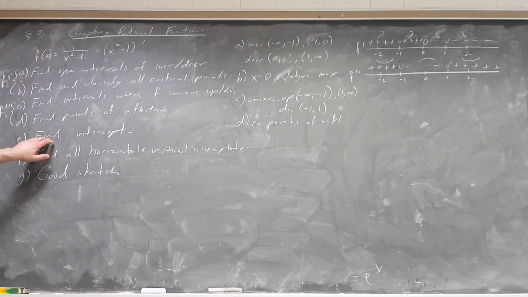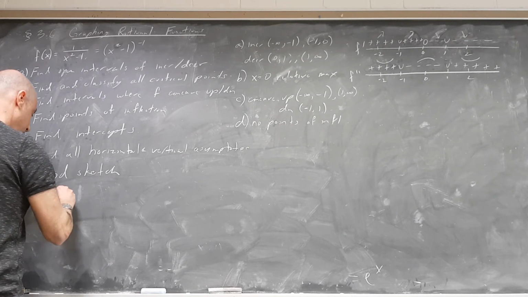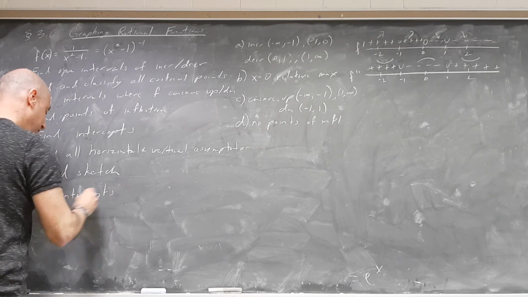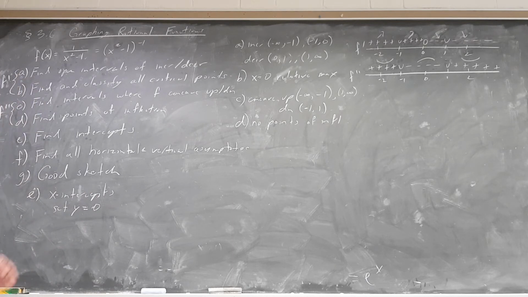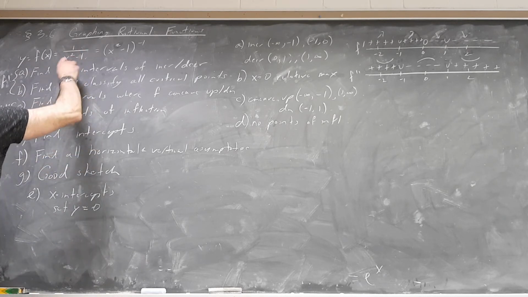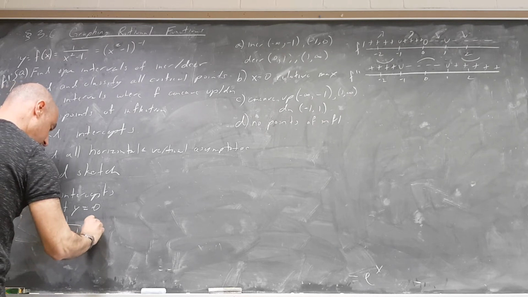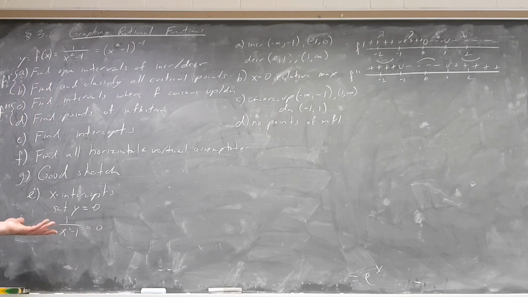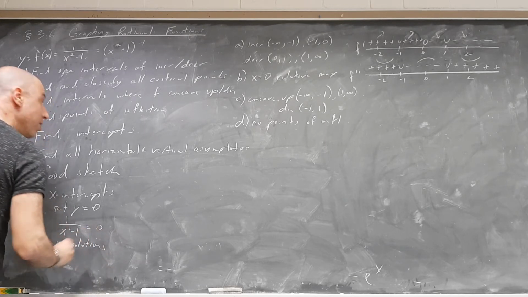All right, find intercepts. So for your x-intercepts, you know what to do. You set y equal to 0. So y is just equal to f of x. So if 1 over x squared minus 1 equals 0, a fraction equals 0 where the top equals 0. Well, 1 never equals 0. So this thing has no solutions. So there are no x-intercepts.